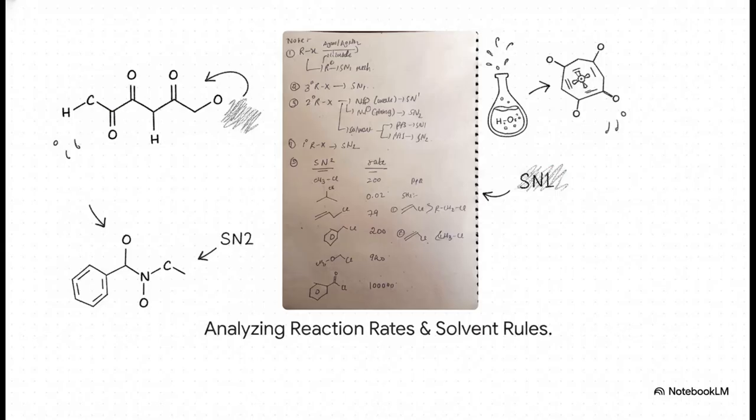Now, what's really interesting here is how beautifully absolute these rules are mapped out. If you have a 3-degree tertiary substrate, you are guaranteed SN1. A 1-degree primary substrate? Guaranteed SN2. But for that tricky 2-degree secondary substrate, the solvent is the absolute tiebreaker. A polar protic solvent will always force it down the SN1 path, while a polar aprotic solvent will strictly force the SN2 path. The environment literally controls the chemistry.